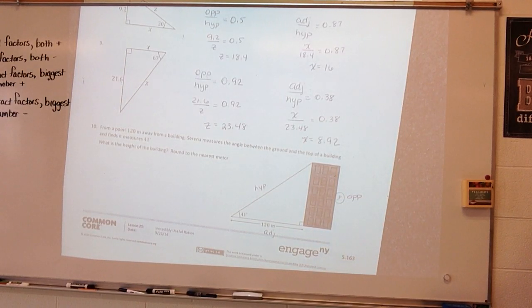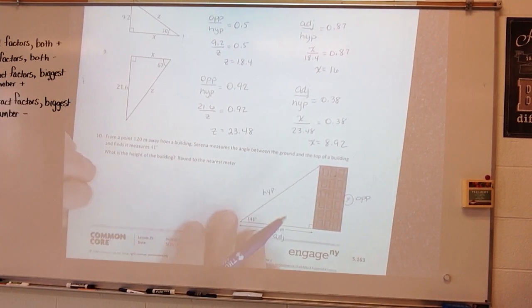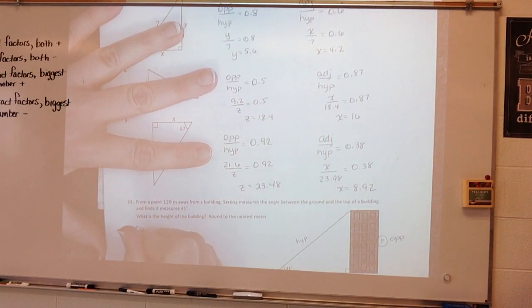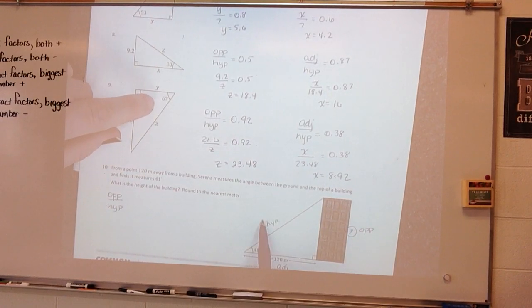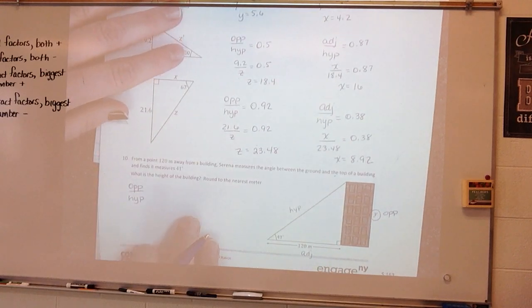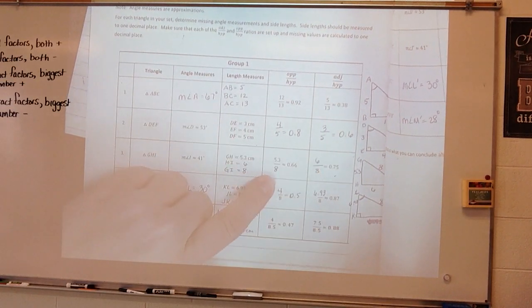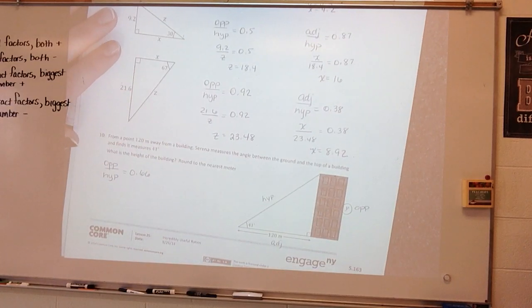Okay? We're dealing with this angle. I'm trying to find my opposite, so I'm going to use my opposite over hypotenuse. We already know that for a 41-degree angle the opposite over hypotenuse is approximately 66 hundredths.